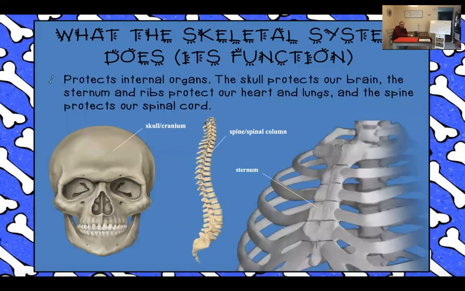Okay, so another function of the skeletal system is that it protects internal organs. If we look, we have the skull there. The skull protects our brain, which is extremely important. We also have the spinal column, which protects our spinal cord. And then we have our sternum and rib cage, which protect our heart and lungs. So they protect our internal organs.